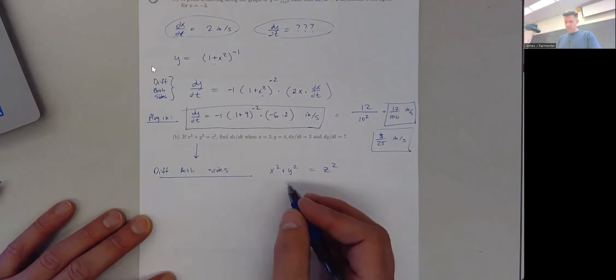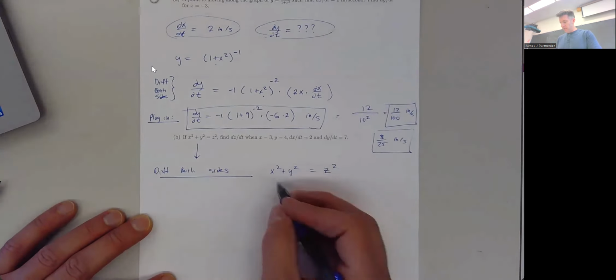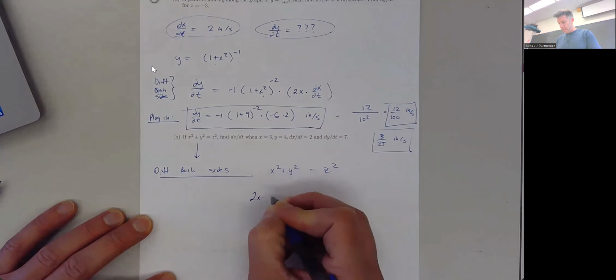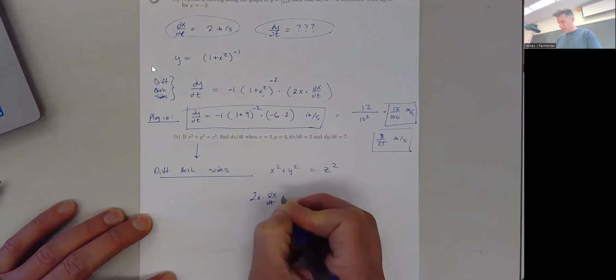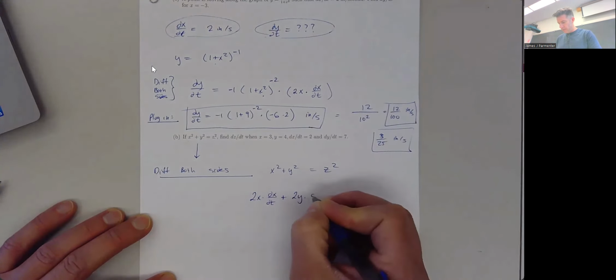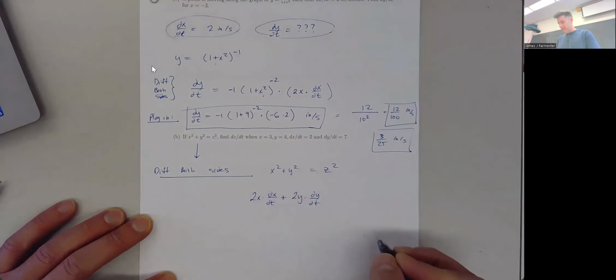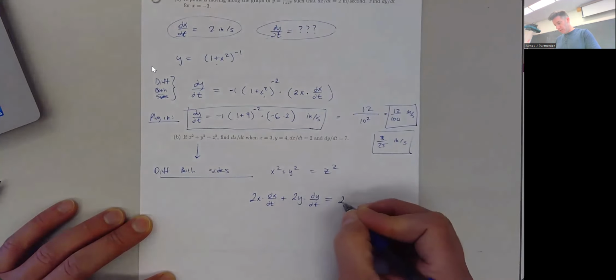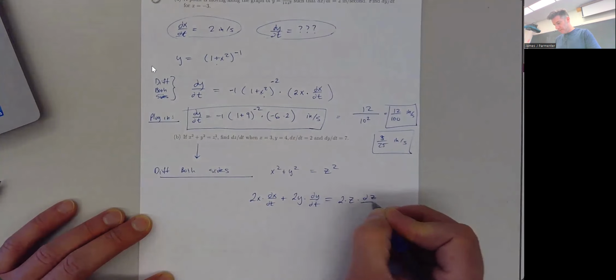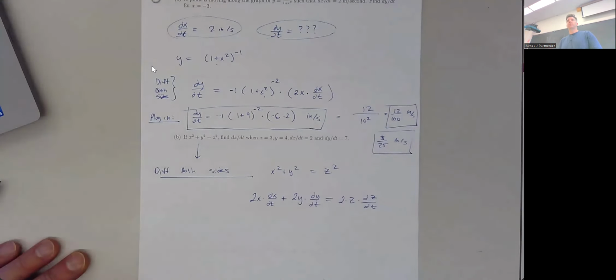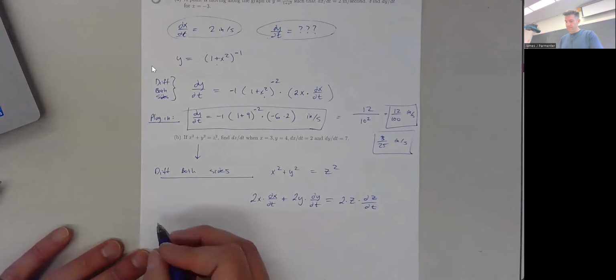All right, it's been 30 or 40 seconds. So the derivative of x squared is 2x times dx dt. The derivative of y squared is 2 times my stuff times the derivative of my stuff, or 2y times dy dt. And the derivative of z squared is 2 times z times dz dt. Cool. Plug in.